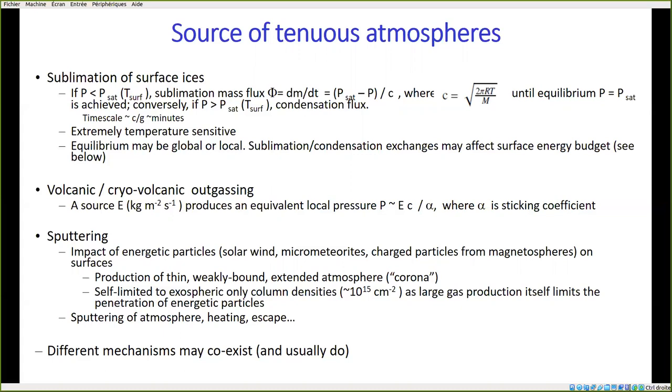So this is for sputtering on a surface, but sputtering may also occur on a pre-existing atmosphere. And in this case, sputtering represents an additional source of heating, which may in particular enhance escape rates from the atmosphere. So we have three broad mechanisms, but it must be noted that in general, these different mechanisms may coexist, and actually, usually they do coexist. So we'll see later the case of Io, where we have coexistence of volcanic atmospheres and sublimation atmospheres.